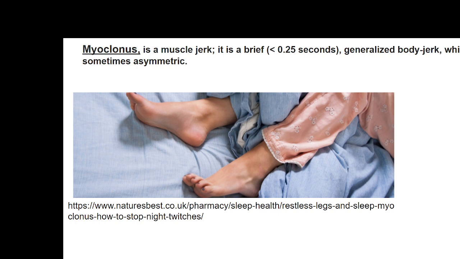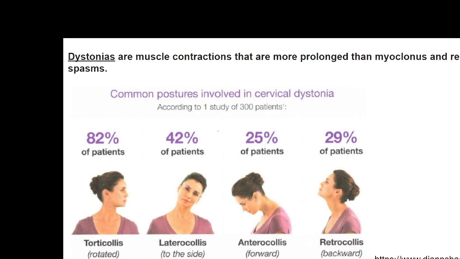Myoclonus is a jerk of muscle which is of short duration, and it could be either symmetrical or asymmetrical. Sudden jerky movement of a muscle is called myoclonus, which also can occur in many disease conditions which we will be discussing later on. Then dystonias are muscle contractions that are more prolonged than myoclonus. So the patient may hold the muscles or a specific part of the body for a longer duration, usually more than 25 seconds. Then it's called a dystonia.